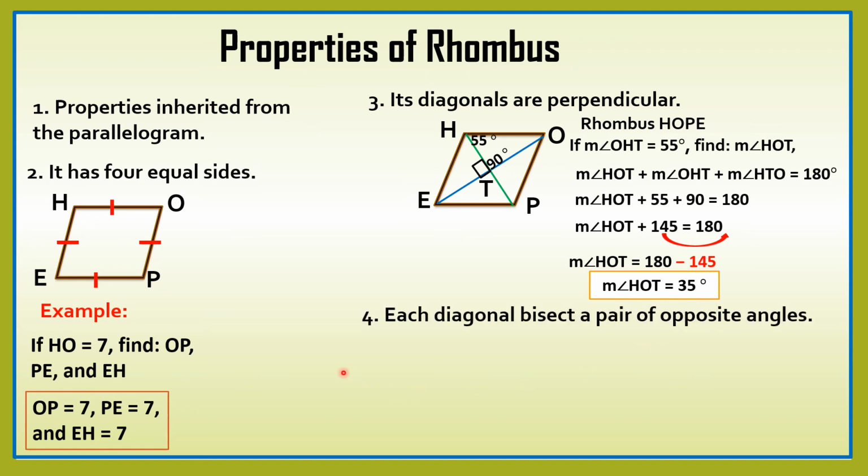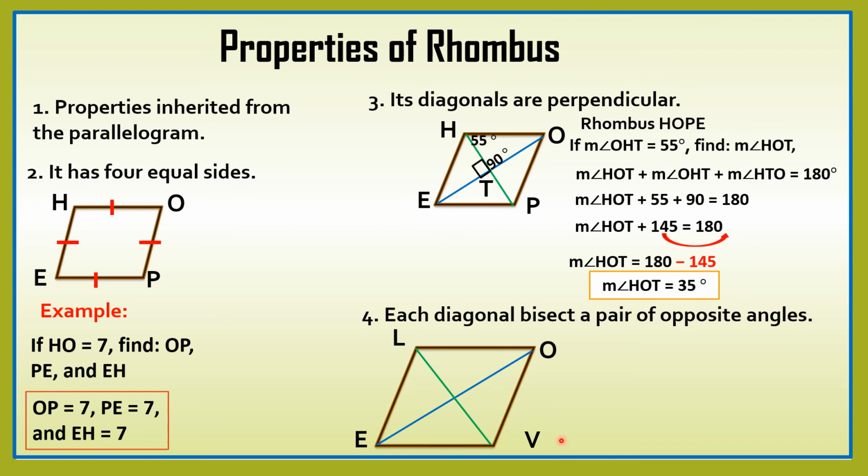Number 4. Each diagonal bisect a pair of opposite angles. So, let's have here the figure. So, yung diagonals niya, nag-bisect ulit. And then, binisect din niya yung opposite angles. So, angle L and angle V. So, opposite angle sila and then bisected by diagonal.